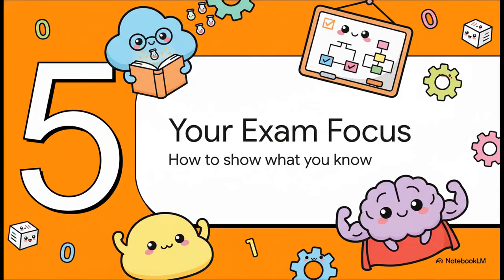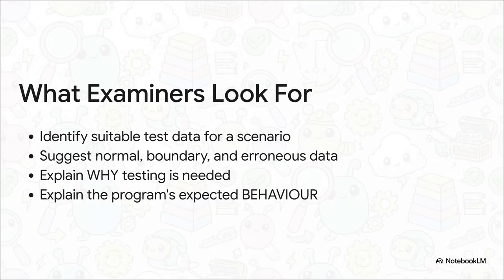Okay, let's bring this all back to what really matters for you. How does this apply to your exams? Let's focus on how you can show the examiner what you know. In an exam, you'll probably get a scenario and be asked for some test data. You'll need to give examples for all 3 types: normal, boundary, and erroneous. But here's the crucial bit. You need to explain the program's expected behavior for each one, not write any code. The goal is to show you understand how this kind of testing leads to robust software.